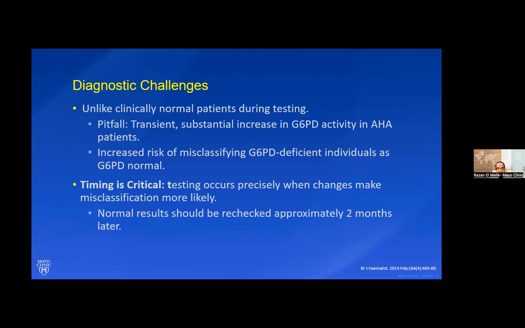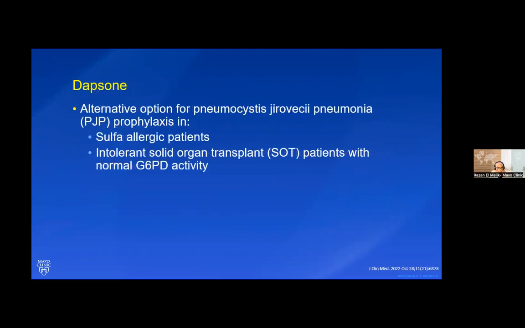And also, if you suspect a misclassified result, like let's say a patient who recently received a transfusion, is sick and has an infection, and had a result that came up normal, but you are not sure, it is recommended to recheck after 2 months when the patient is more stable and doing better. Okay, so this is as far as the G6PD deficiency.